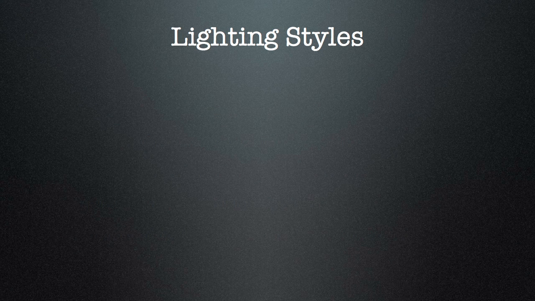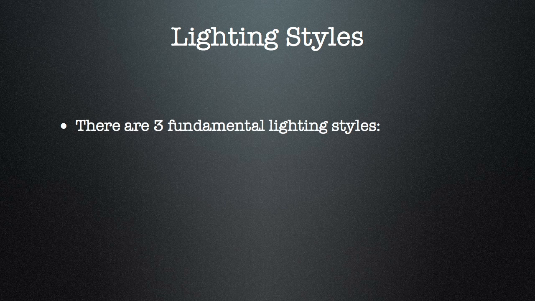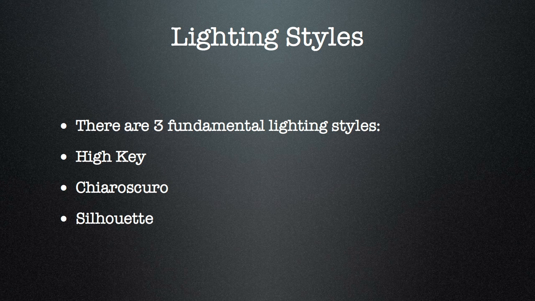Lighting styles. Now, there are 3 fundamental lighting styles for me. Again, as I said at the start, this is my presentation. I'm making it. I wrote it. So, as far as I'm concerned, there are 3 styles, and I've tried to distill these down into something that's easily digestible. Of course, there are other ones outside of this, but I've tried to group them into 3 distinct styles. We have high key, chiaroscuro, and silhouette. So let's have a look at these 3 fundamental lighting styles.